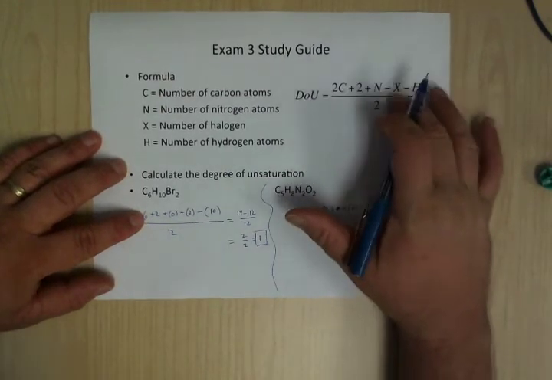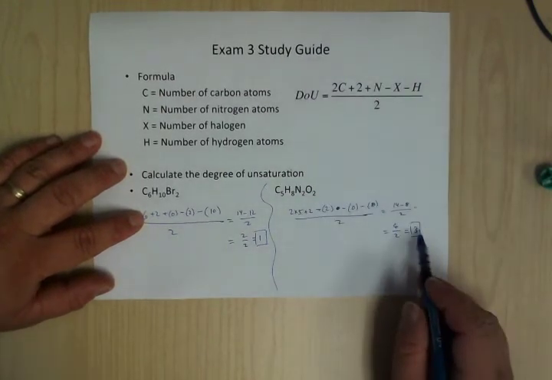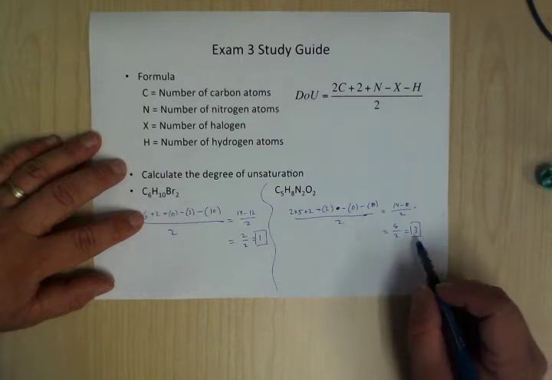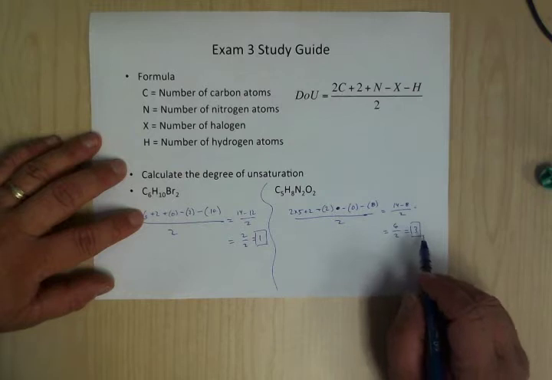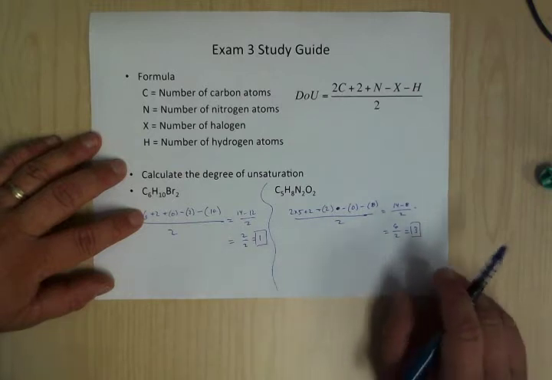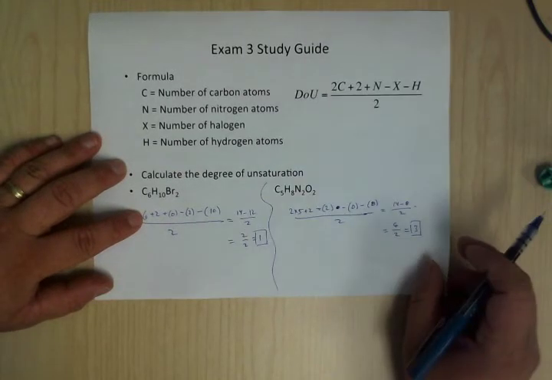Just got to know how the formula works. If you're getting a half number here, you can't have 3.5 degrees of unsaturation. It's just a whole number, so it has to be some sort of whole number, an integer.